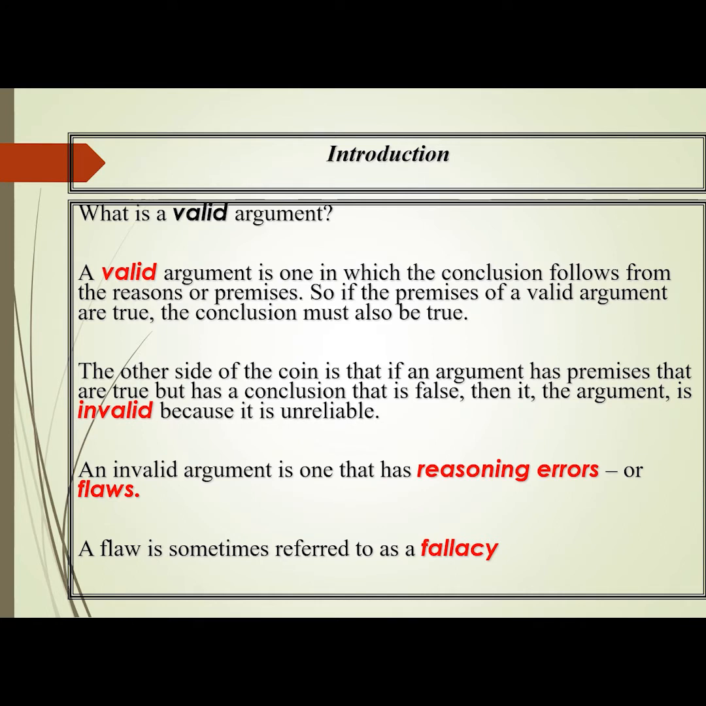A valid argument is one in which the conclusion follows the reasons and premises. Quick review of that. So if the premises of a valid argument are true, the conclusion must also be true. The other side of the coin is that if an argument has premises that are true but has a conclusion that is false, then the argument itself is invalid because it's unreliable. An invalid argument is one that has reasoning errors or flaws. These flaws are called fallacies, which we're going to be talking about in this review.